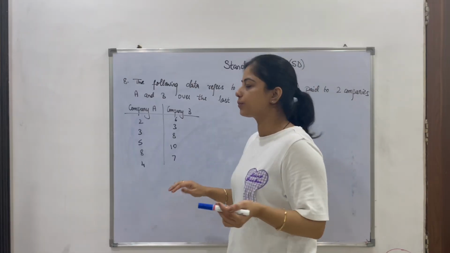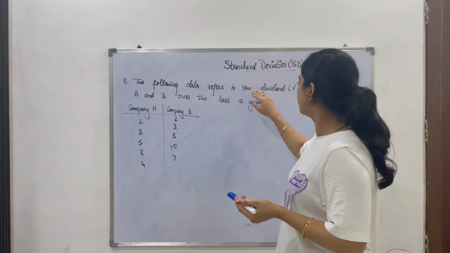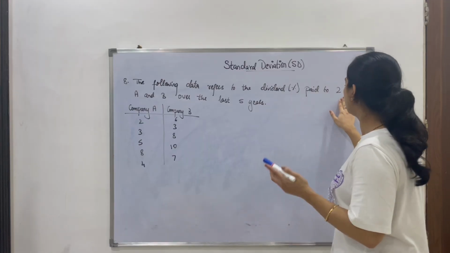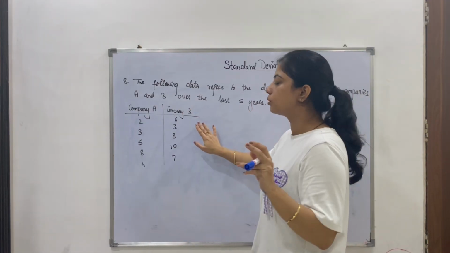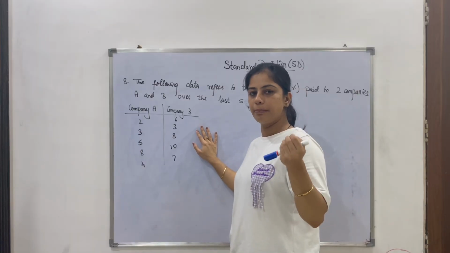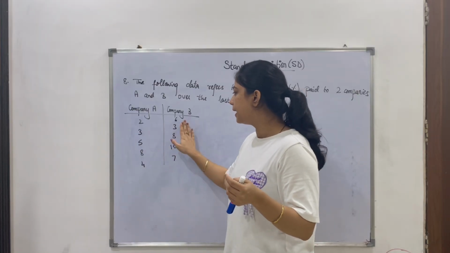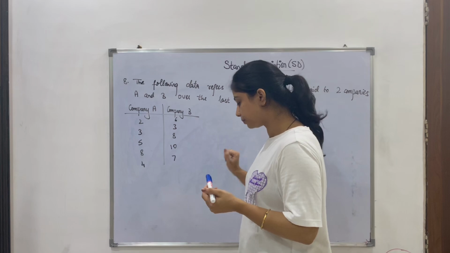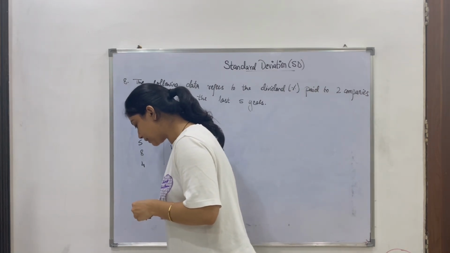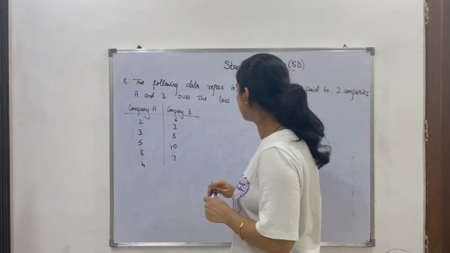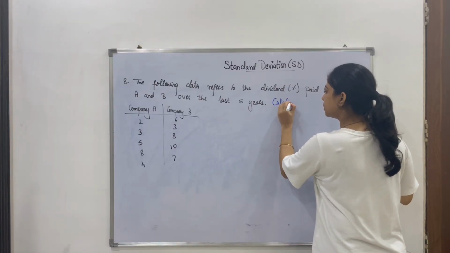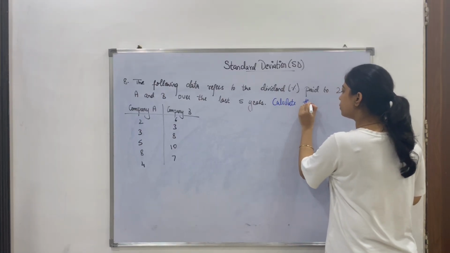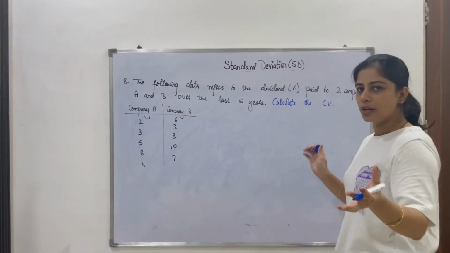So okay, let's see the next question. The following data refers to the dividend paid to two companies, A and B, over last 5 years. So these are the dividends paid by these two companies, company A and company B. Okay, and what are they asking us to find? Calculate the coefficient of variation, which is nothing but your CV.